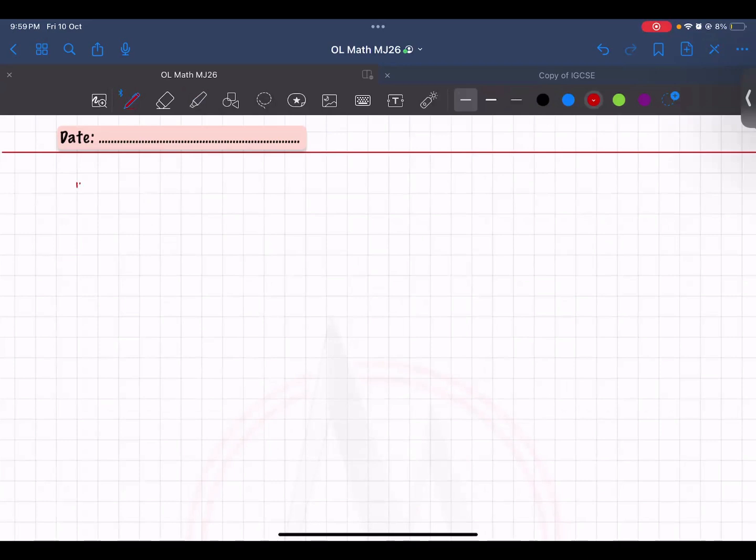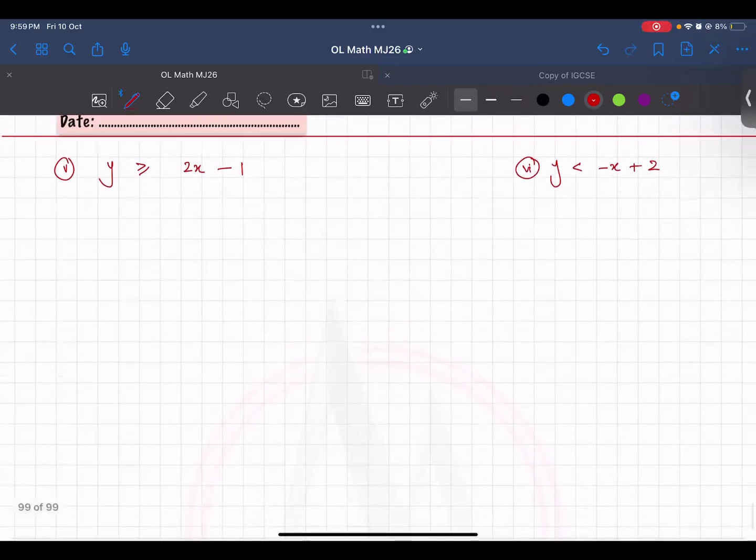For example, if it is the fifth part now, y is greater than or equal to 2x minus 1, y is less than minus x plus 2. Now look, these are again linear inequalities and we have to shade the relevant regions on the graph. Exact same question.